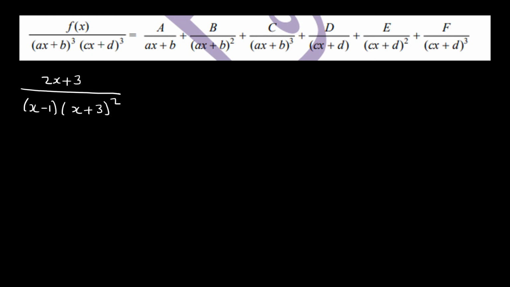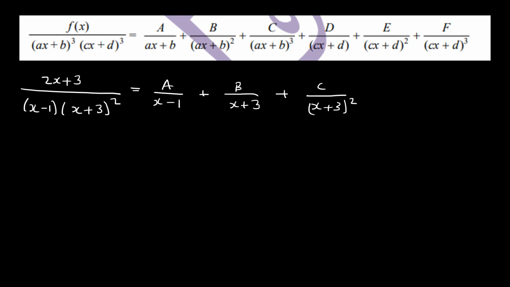You see? So if I expand this, your x minus 1 is one term and it's linear, so it will be A over x minus 1. The second one is also linear, so it will be a constant over x plus 3. But it's exponent 2, so you must do 2 of them and increase your exponent. Do you see? Then what's the next step from here? Multiply everything by this denominator.